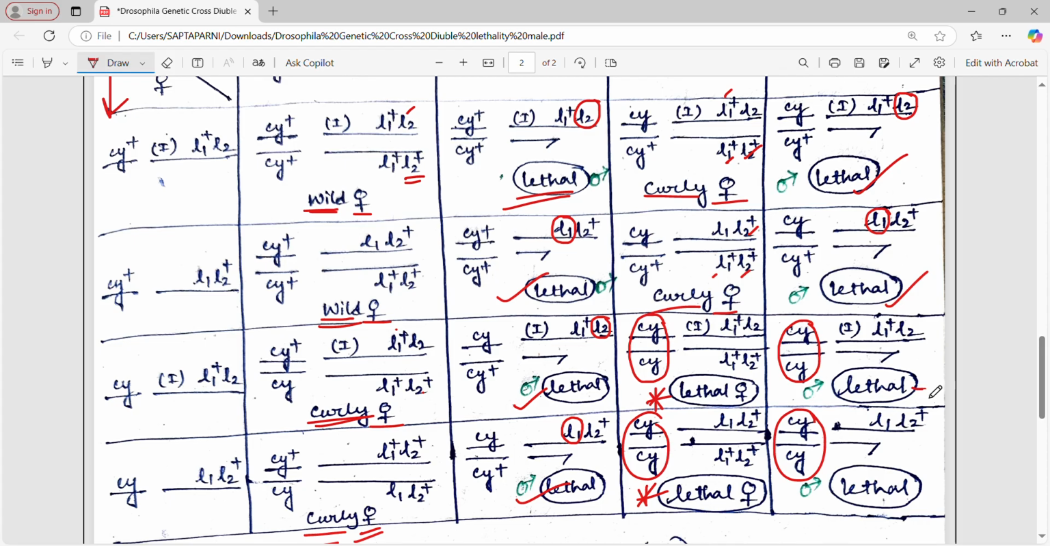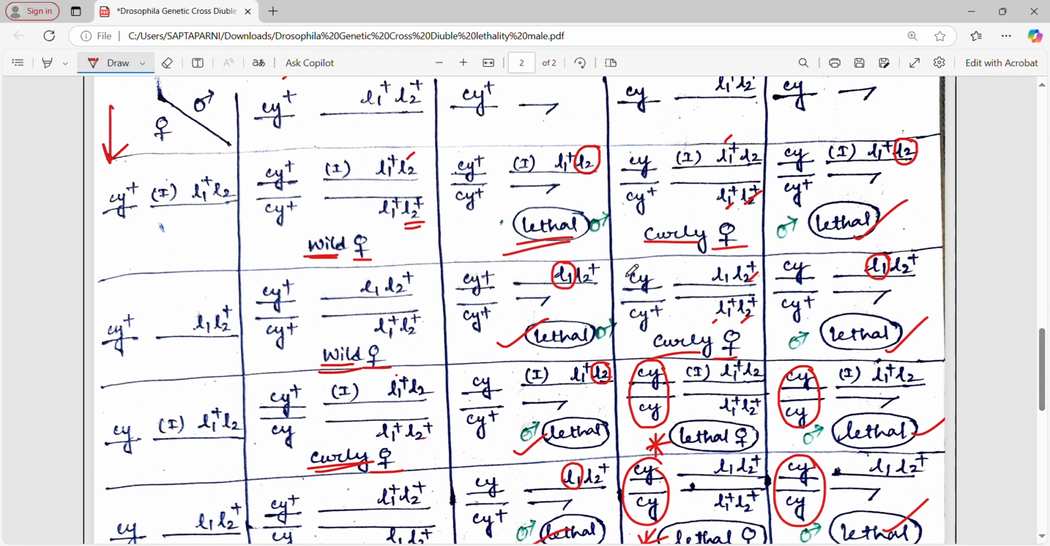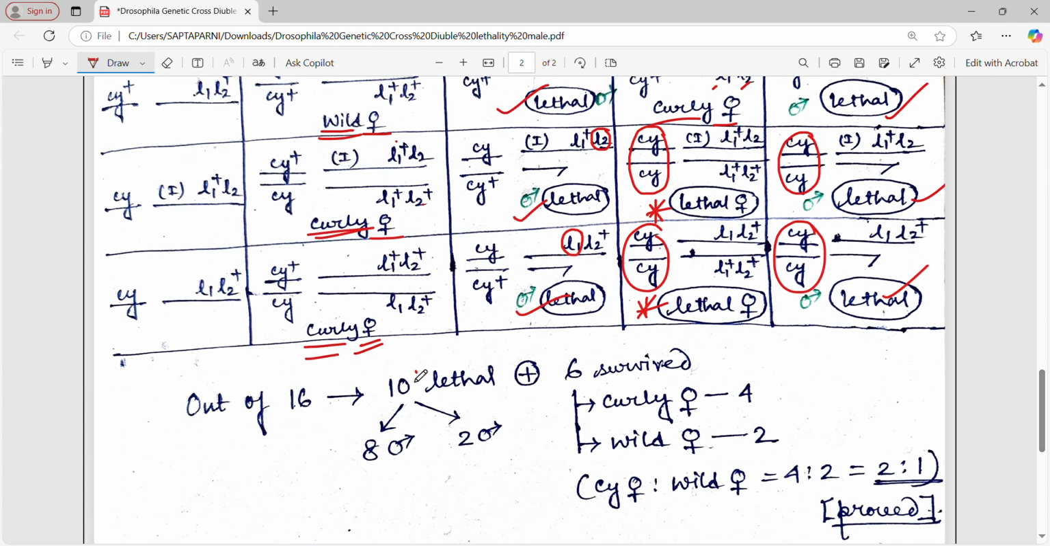So you can see here, among 16 progenies, how many are lethal? 1, 2, 3, 4, 5, 6, 7, 8, 9, 10. Out of 16, 10 are lethal. Among them, 2 are female and 8 are male. And these 2 females are lethal due to the recessive lethal allele CY, not due to the L1 or L2 allele.